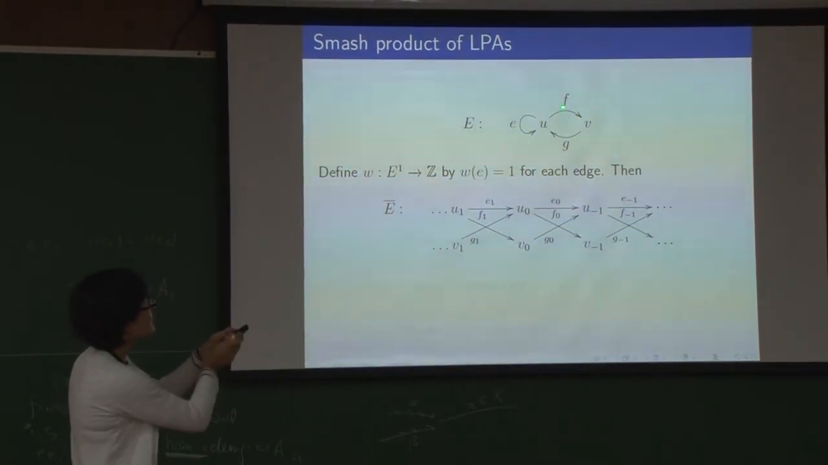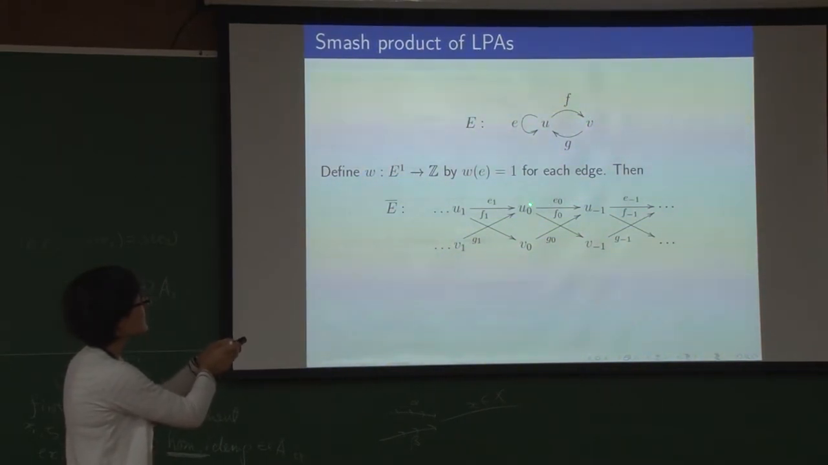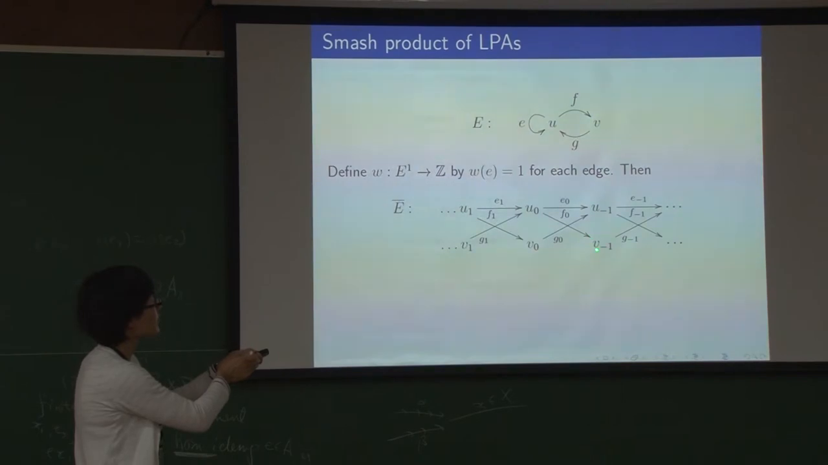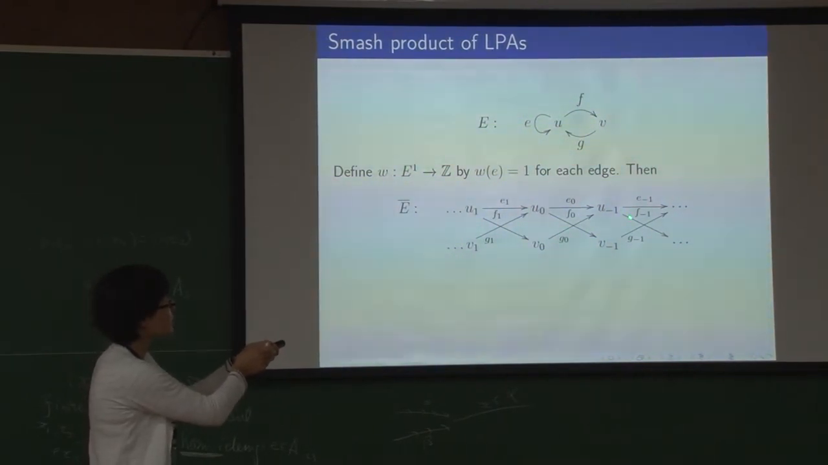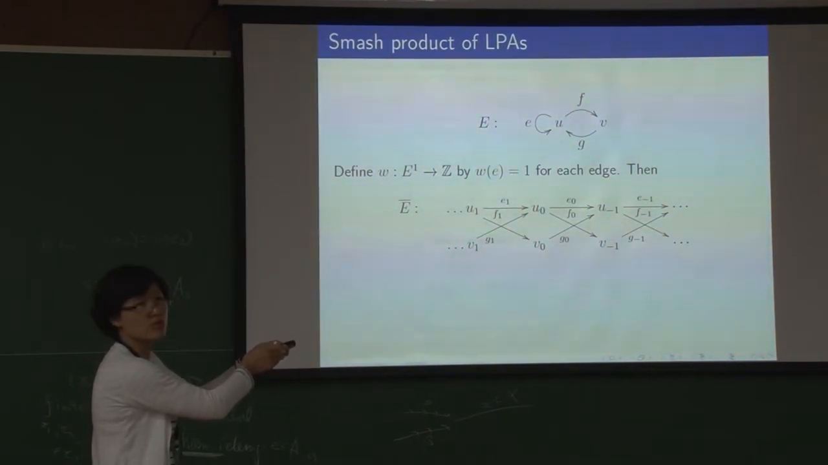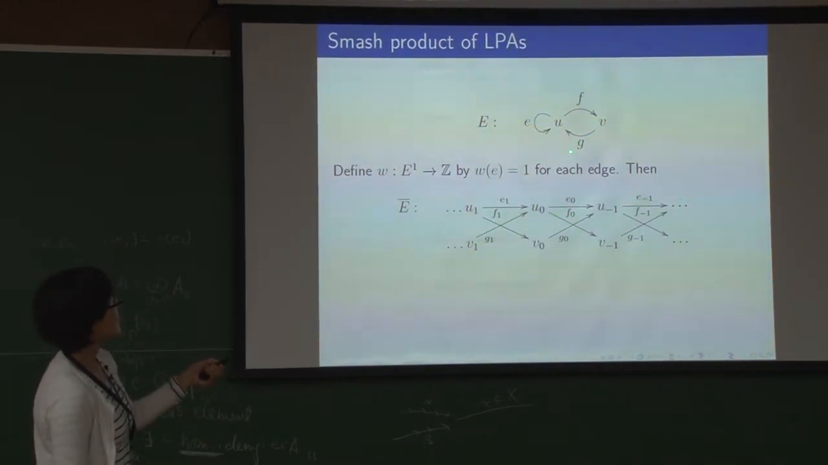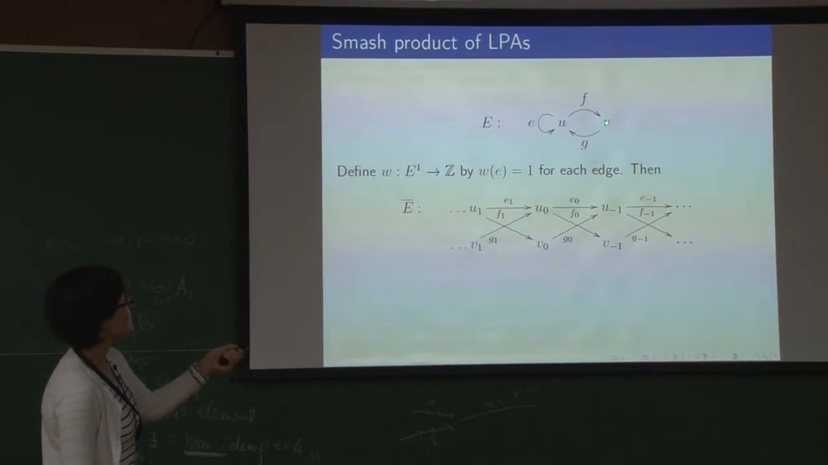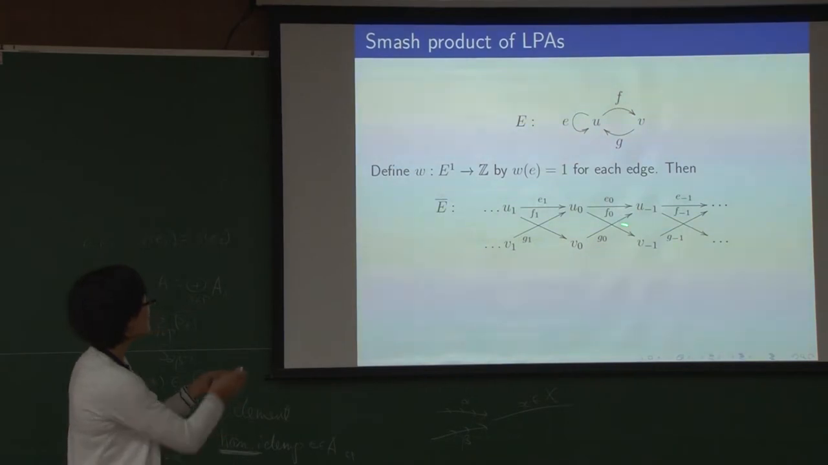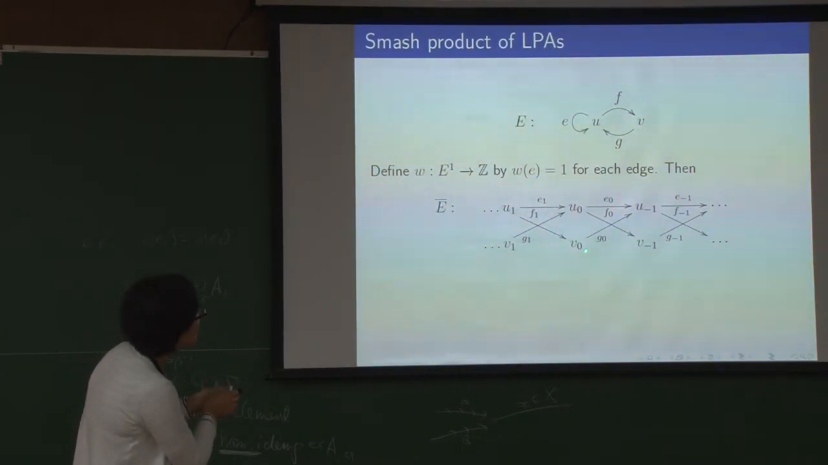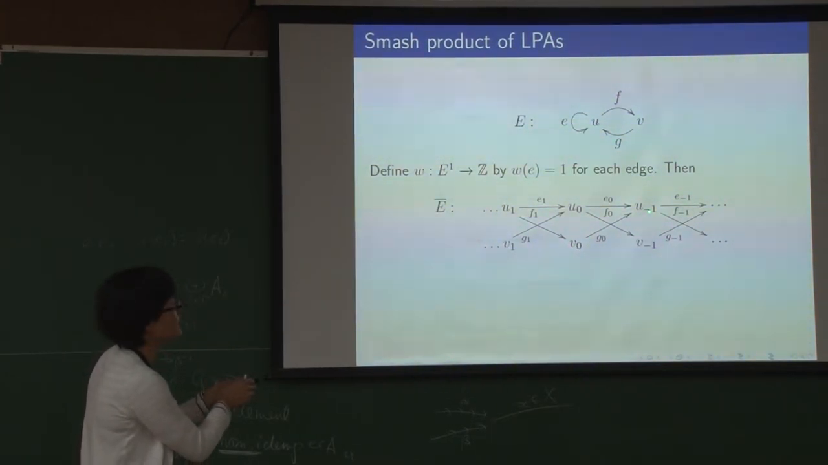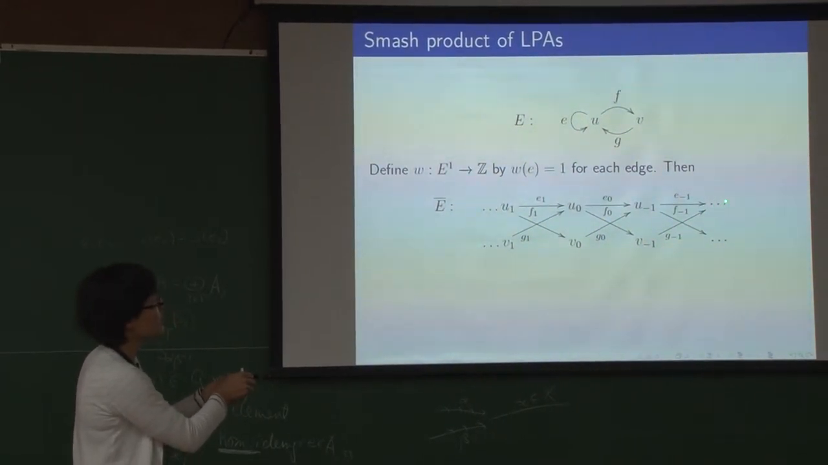For f, it's similar. f has source u and range v. So we have f0 from u0 to v minus 1, and f minus 1 from u minus 1 to v minus 2, and so on. And for g, it's similar, but the source is v and the range is u. So we have g0 from v0 to u minus 1, and g minus 1 from v minus 1 to u minus 2.